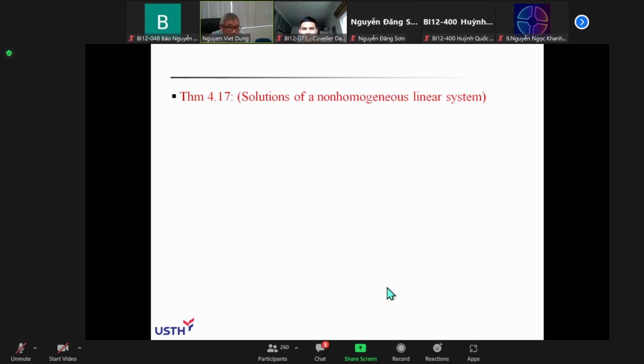But now we consider any system of linear equations. I call it a non-homogeneous system of linear equations. You can look at something like here: Ax equals b, and b is not necessarily 0. b can be any column vector. How can you find the solution for that? And this claim will tell you how to do it.